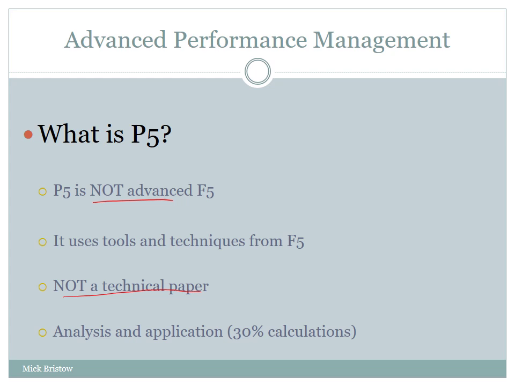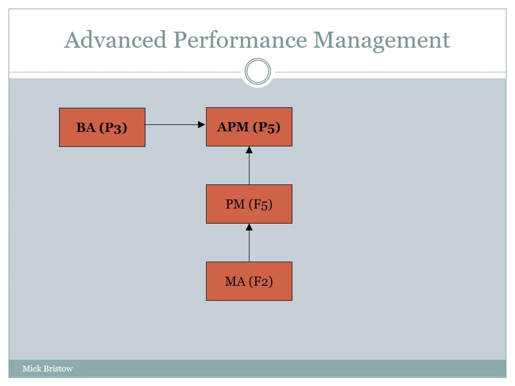Primarily, about 70% of the marks on a P5 paper come from analysis and application, with only the balance of about 30% maximum coming from calculations. So it really is a paper where calculations are the smaller part of it. Now, just where it sits in the grand scheme of things in ACCA, it comes from F5 and it's called Advanced Performance Management, but only takes part of F5, but it also takes a lot from P3, primarily some of the models.